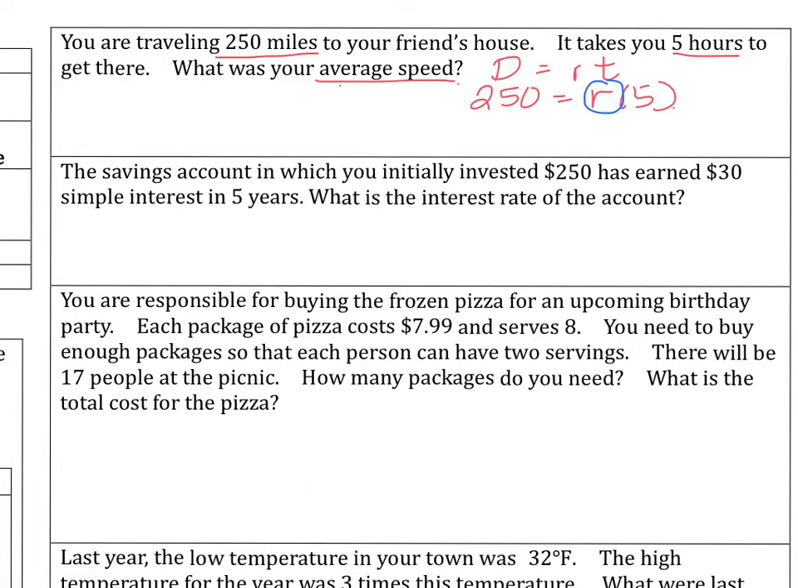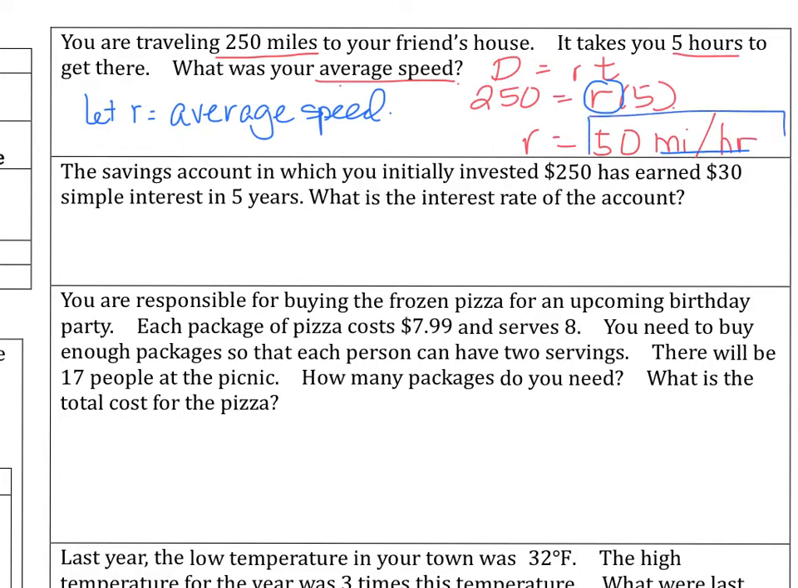So if you can, do yourself a favor, show this as your first step. Let R equal the average speed. So R equals 50 miles per hour. You must label your answer correctly.